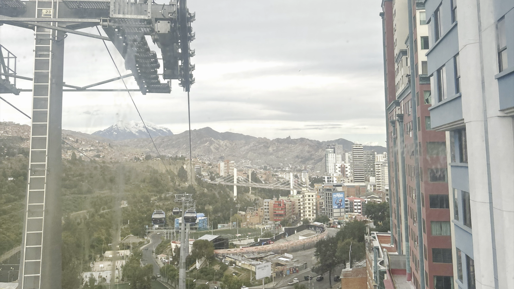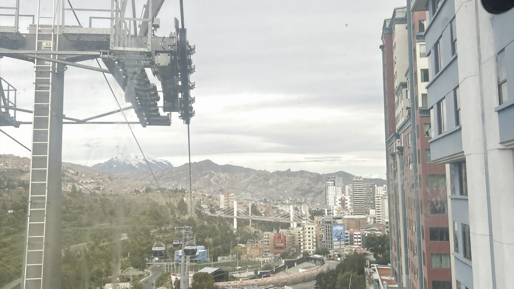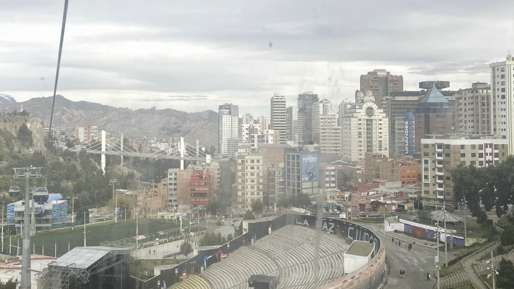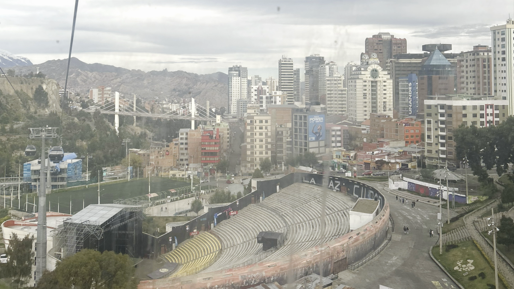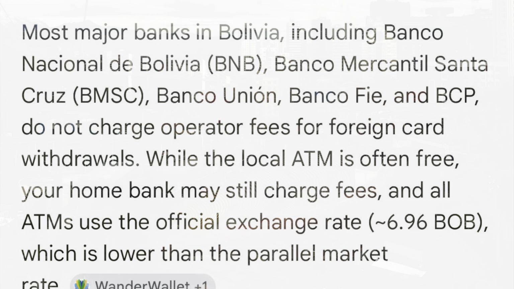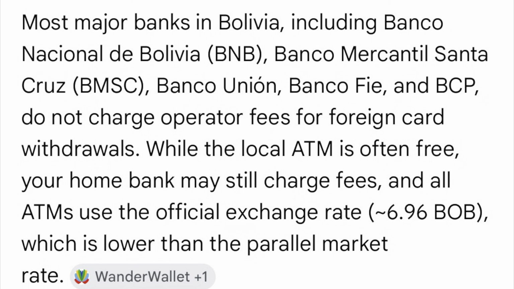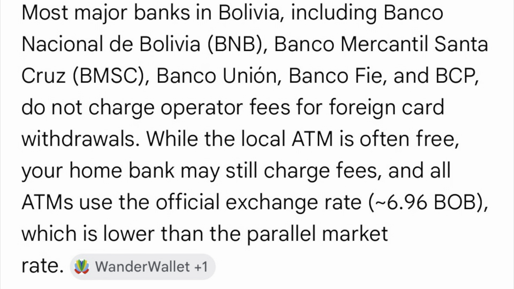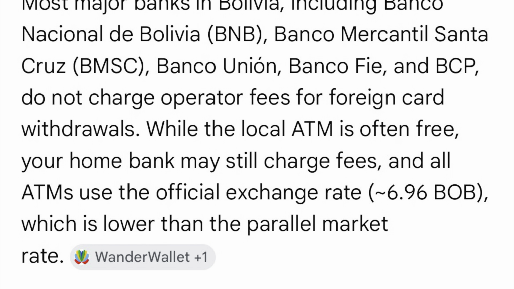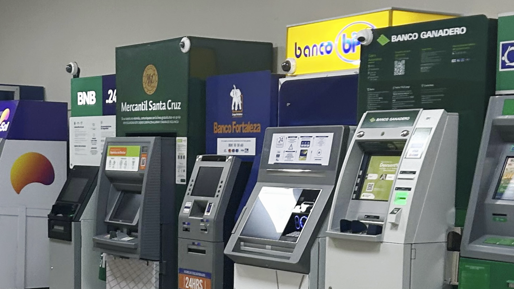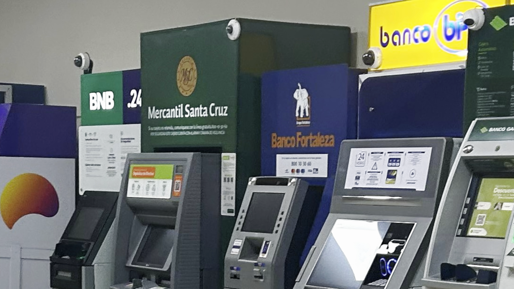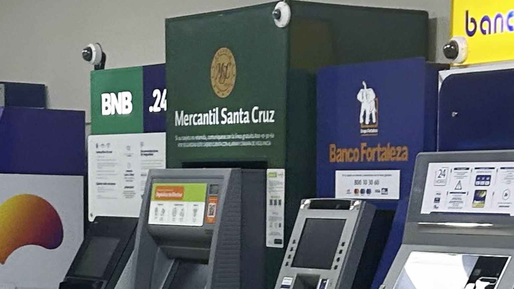As I said, you do need cash for these Teleferico journeys, but the good thing about Bolivia is that for most major banks, if you have a foreign bank card, then you will not have to pay any withdrawal fees at any of these major bank ATMs. For example, I can recommend Mercantil Santa Cruz Bank. I used this ATM at the airport and there was no withdrawal fee.